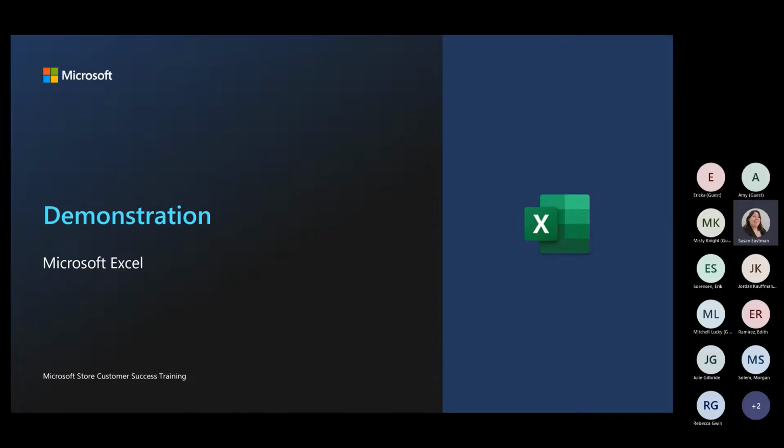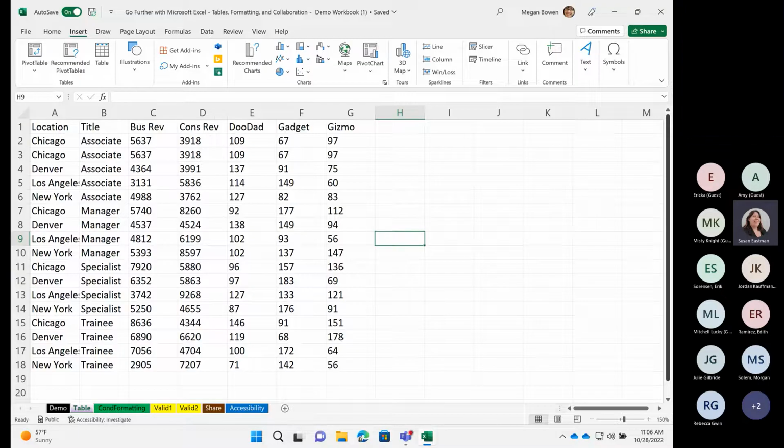From here, we're going to go ahead into the demonstration. So we're going to look at table formatting here. Table formatting is a quick way to format and filter data. This option is best used for smaller data sets.